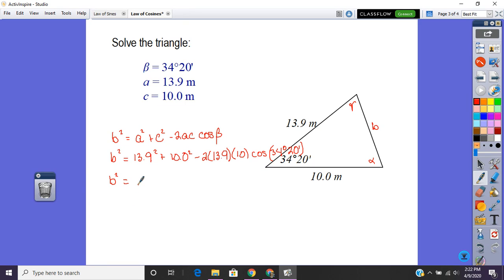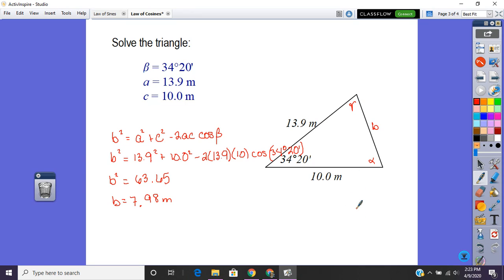But going through and doing this, I got B squared to equal 63.65. So then to get rid of the square, we square root it. And so we get B to equal 7.98 meters. All right, now if we know that B is 7.98 meters, I can actually look at this as angle side, side. It's up to you.